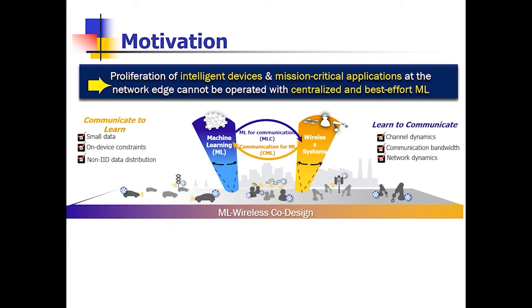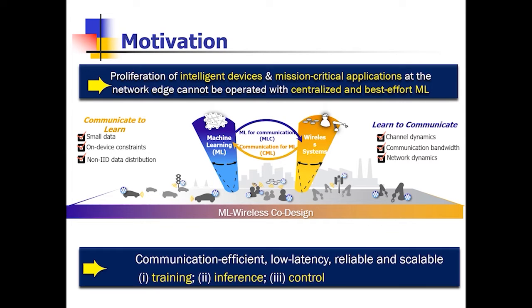On the other hand, these devices need to learn how to communicate in an ultra-reliable and low-latency manner under a number of constraints, such as small data, on-device constraints, network dynamics, channel dynamics, communication bandwidth, and so on. Communicating to learn while learning to communicate requires a novel machine learning and communication co-design, giving rise to a number of fundamental problems centered around communication efficient, low latency, reliable, and scalable model training, inference, and control.